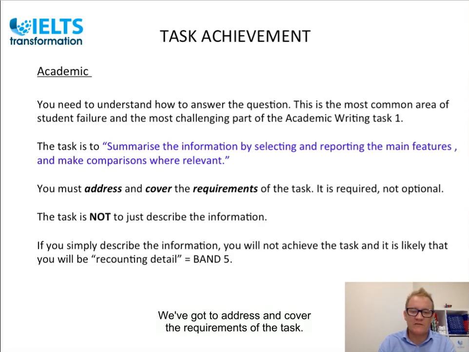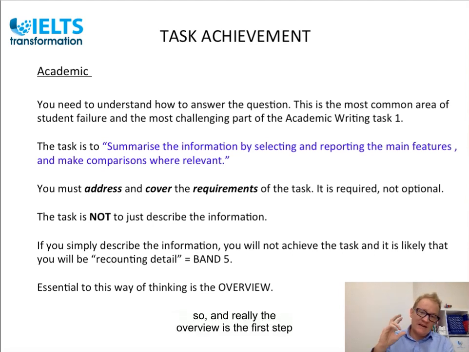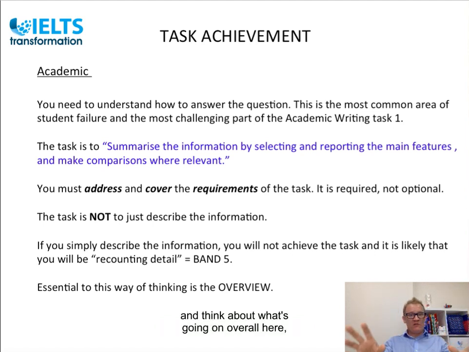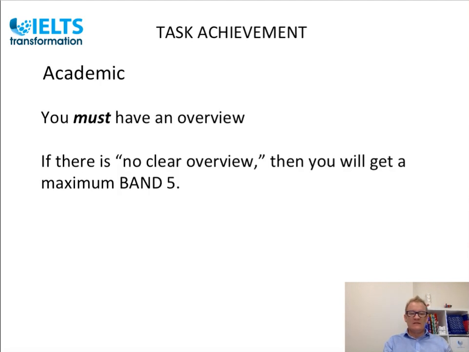We've got to address and cover the requirements of the task. If you just describe the information, you are recounting detail, which is a band 5. And really the overview is the first step into this way of thinking. So we don't want to jump into detail and look at all the little numbers. We want to step back and think about what's going on overall here. What's the summary of this?